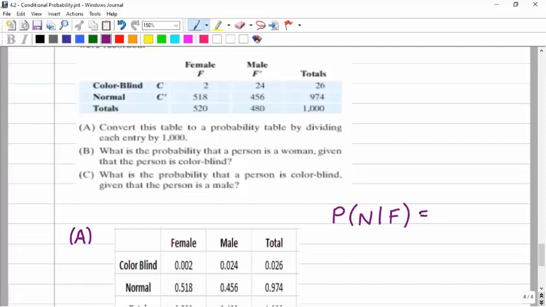Obviously, this is not an immediate concern, so this isn't on the first exam, but I get this answer, 518 divided by 520. Because given that they're female, we know there's 520 females. Out of those females, 518 were normal, meaning not colorblind. Ta-da! But you could have used the formula and got it right that way too.